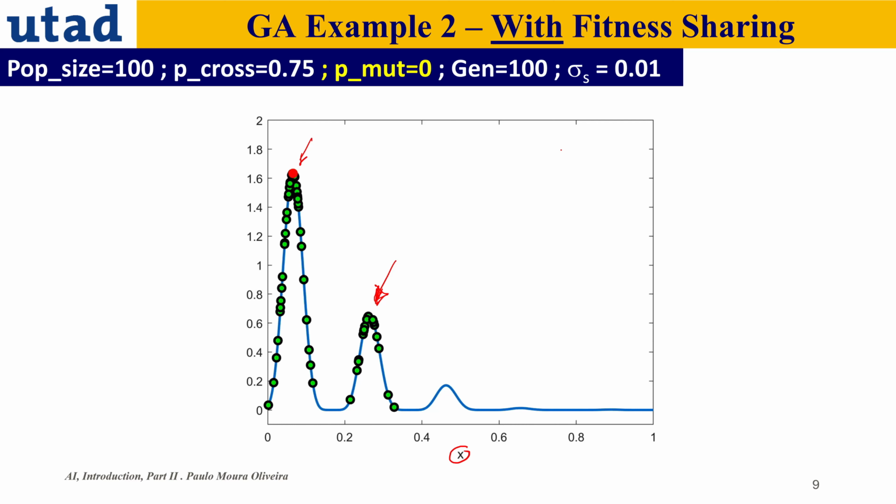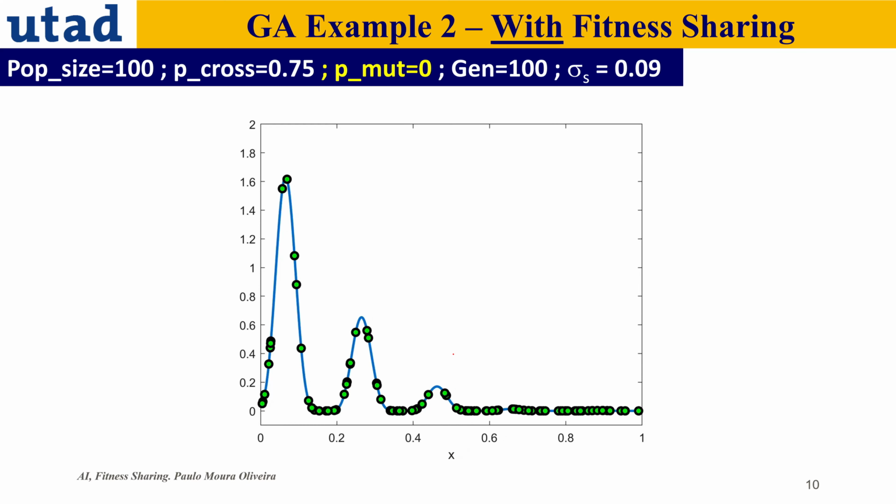And with the proper tuning of this sharing radius, maybe you can also explore the third peak, which is what is going to happen if we consider a sharing radius of 0.09 in this case. As you can see here now, we have elements in the third one. They didn't reach the third peak, but at least they are exploring the third peak. We could go on because there's a smaller peak, but this is not significant enough to be detected by the GA.